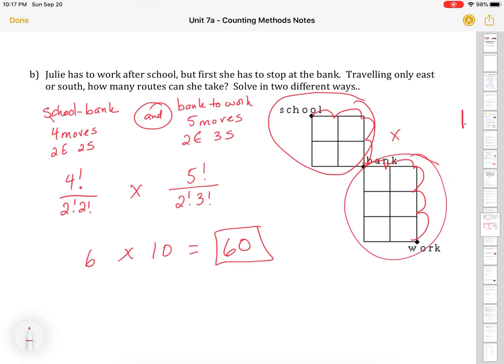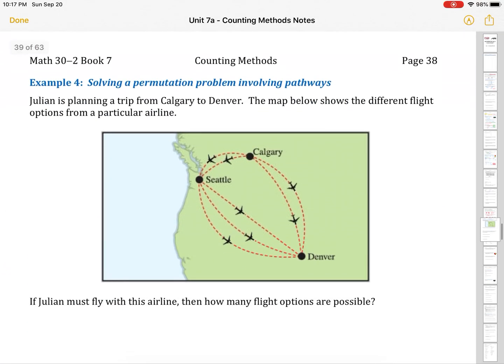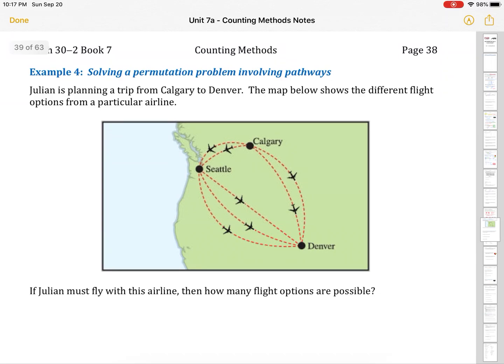Okay? Alrighty. Let's look at another example. So I'm going to scroll up here and read through the next question. So example number 4. It's again a pathways question. Julian is planning a trip from Calgary to Denver. The map below shows the different flight options from a particular airline. I don't know what airline he's flying on, but he has these different pathways that he can go through.